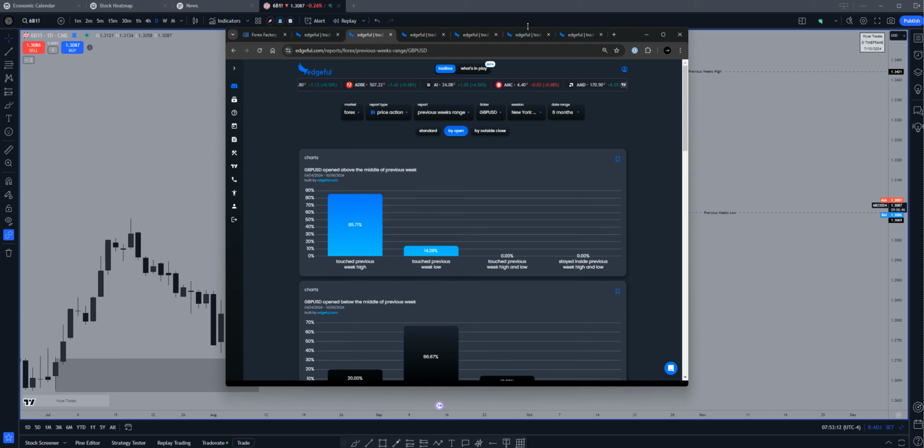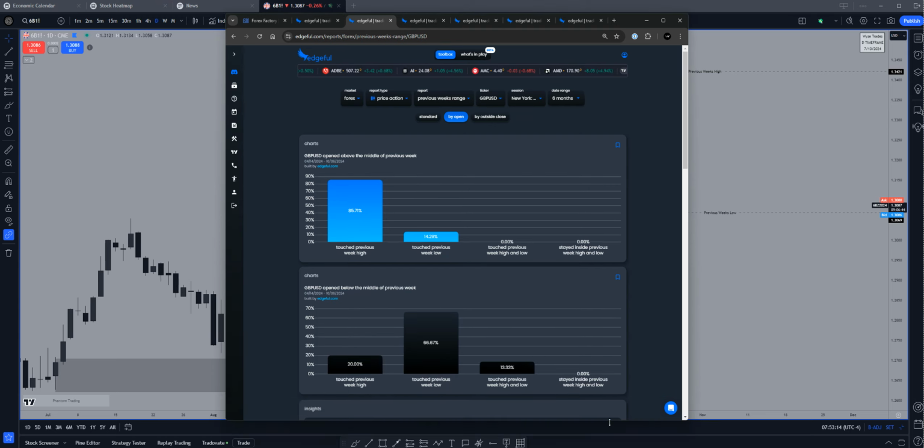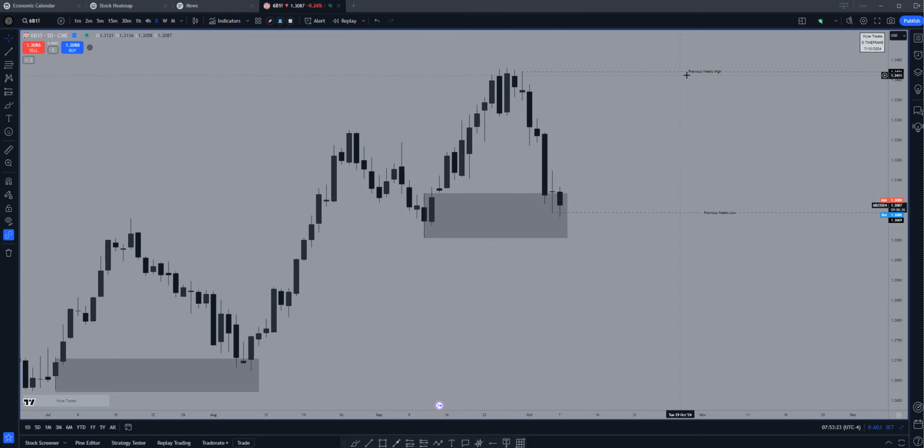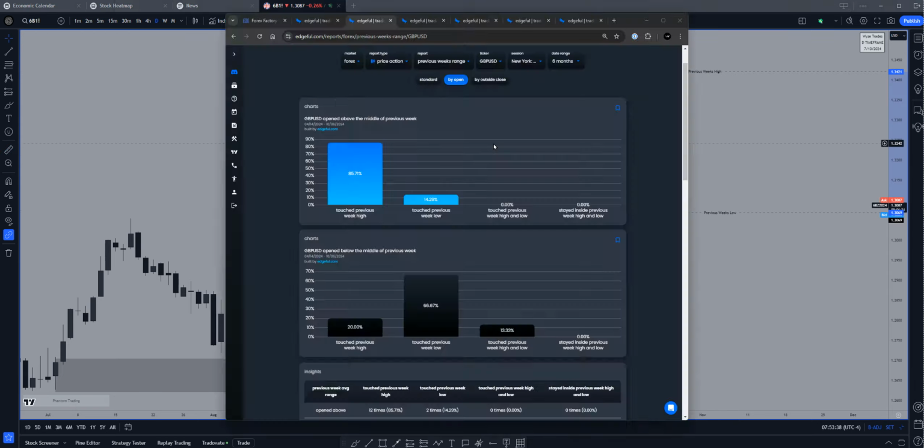We're going to look at a slightly different variation of a report. So I have the previous week's range report here. We're going to use it by open, last 6 months. And basically what this is going to look at is the range from the previous week's high to the previous week's low. And the only other thing that I'll need to kind of just toss on, and I'll use this tool here, is the midpoints, which I clicked it and it went away. That's silly. Yeah, do that. Doesn't have to be super scientific.